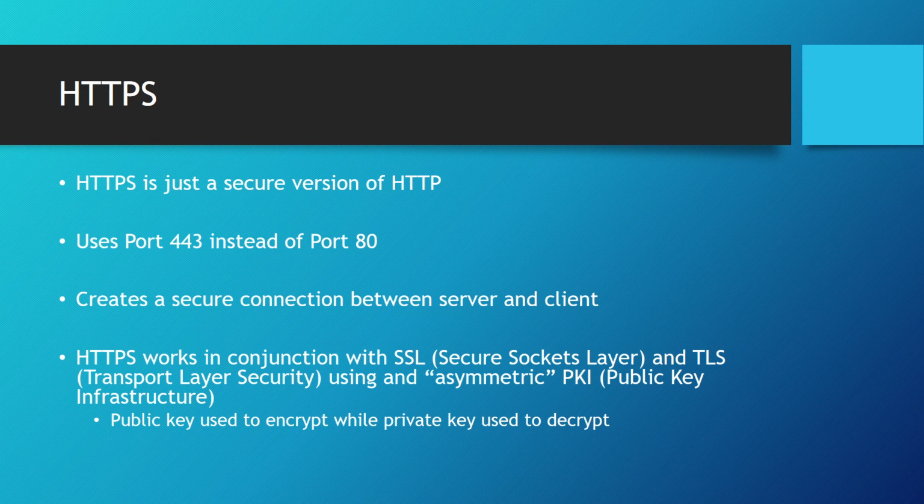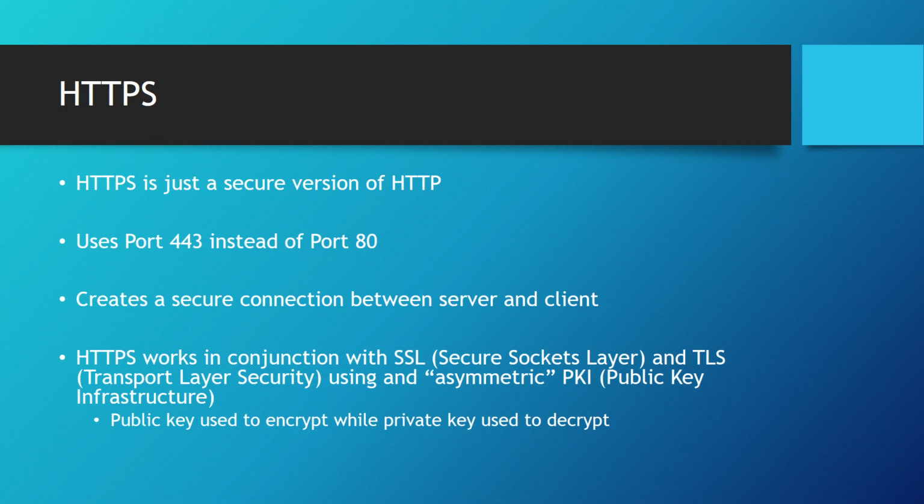HTTPS is HTTP Secure. It's just a more secure version of HTTP, and it uses port 443 instead of port 80. It creates a secure connection between server and client rather than an unsecure network like HTTP does. And HTTPS works in conjunction with Secure Sockets Layer and Transport Layer Security using an asymmetric public key infrastructure. So this is just a way to ensure that your connection and data transfer from server to client is incredibly secure.